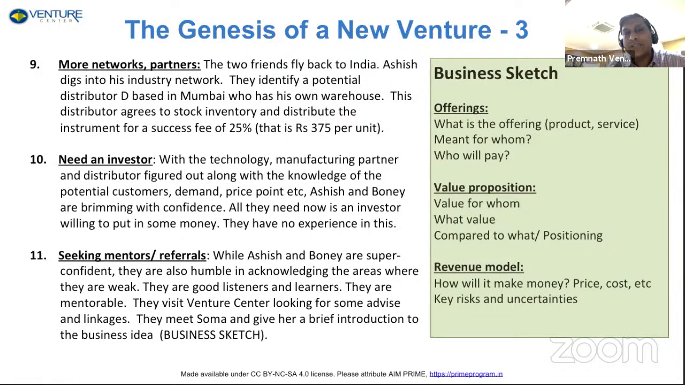So he has a warehouse. He says the Chinese guy can ship it here. I will go and sell it. And whatever I get back, I want a 25% success fee. That's 375 per unit of sales. Okay. And I will not charge you for stocking. I'll take care of all the logistics of distribution and sales.